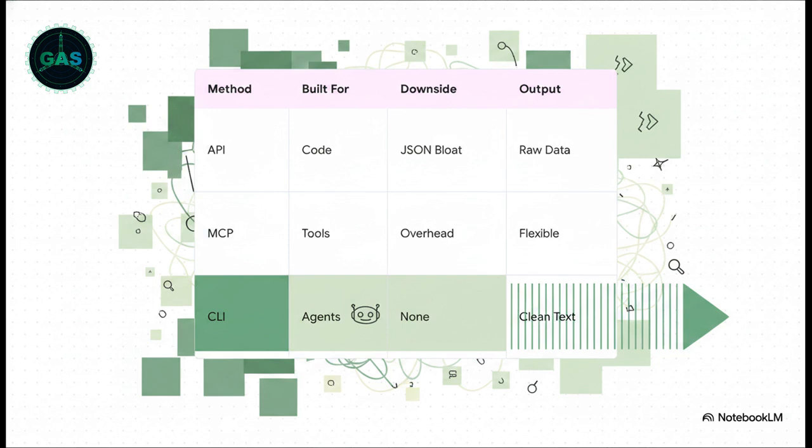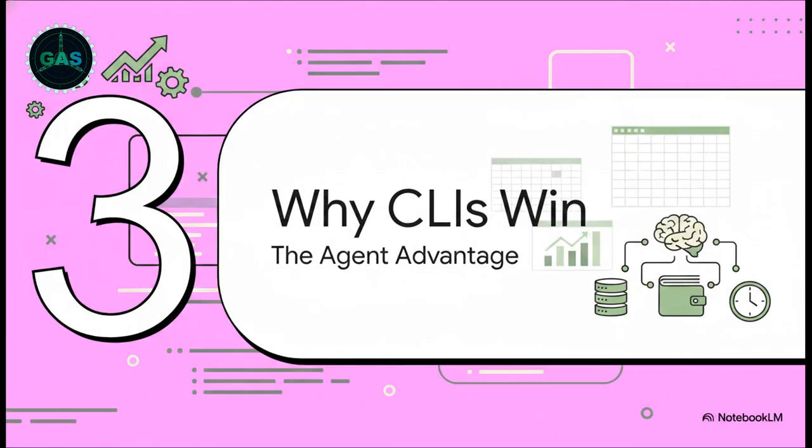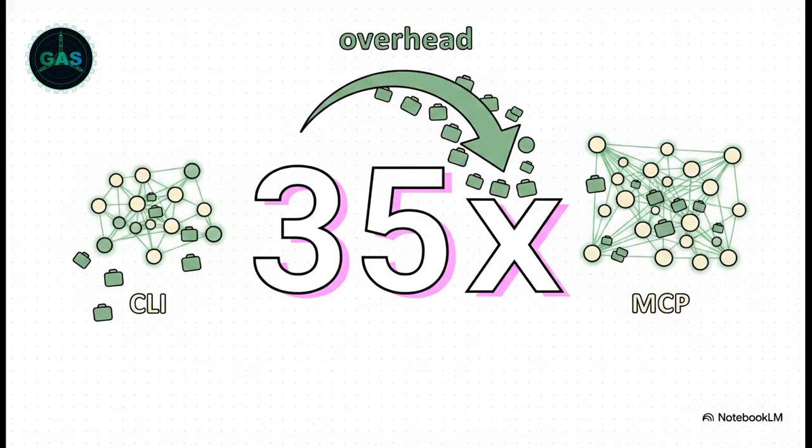And then we have CLIs. CLIs are built natively for agents. They provide short, pre-formatted, clean text outputs every single time. Section 3. Why CLIs win. The agent advantage. Now, conceptually, clean text sounds really nice, right?